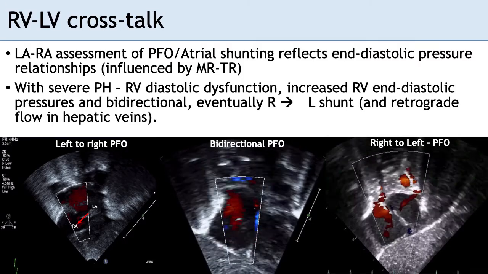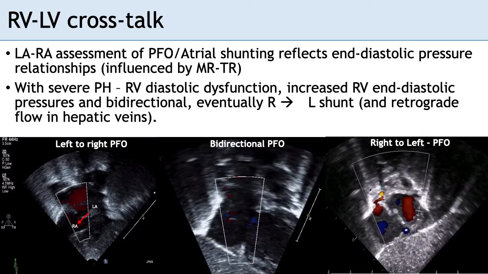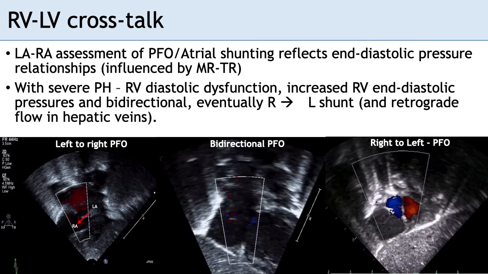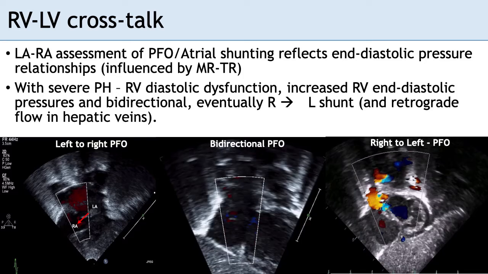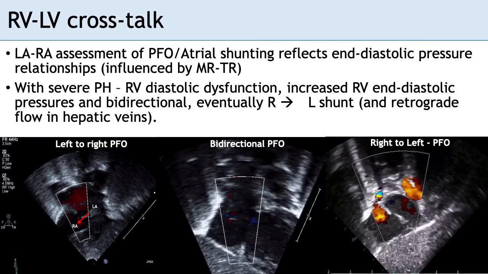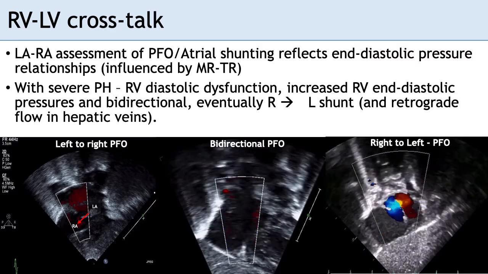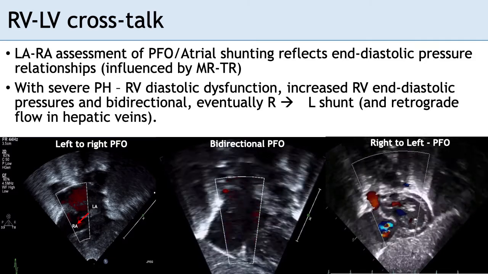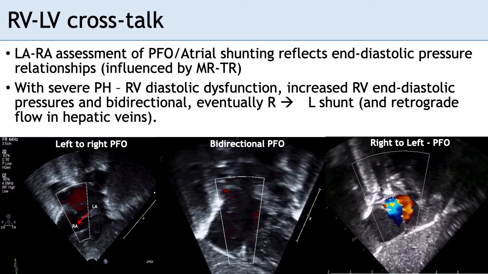So when looking at the RV-LV crosstalk, one might also want to look at the interatrial septum, because it will give you some information, if you have a normal cardiac configuration, about what's happening at the end of diastole. For example, a left-to-right PFO shunt, where the blood flow goes from the left to the right atrium, usually shows a slightly higher diastolic pressure on the left atrial side. If it's bidirectional, you expect isosystemic pressure on both sides, and if it's right to left, it's usually in situations where you have an increase in diastolic pressure on the right-hand side.